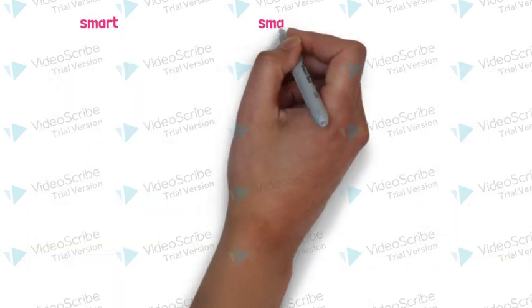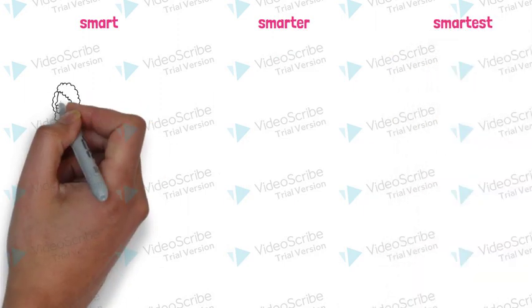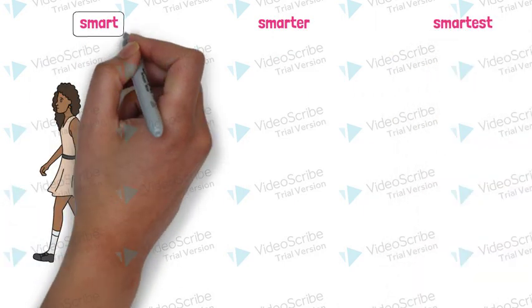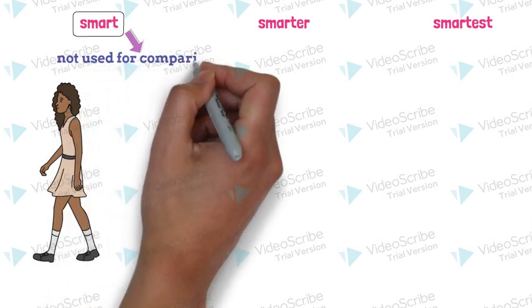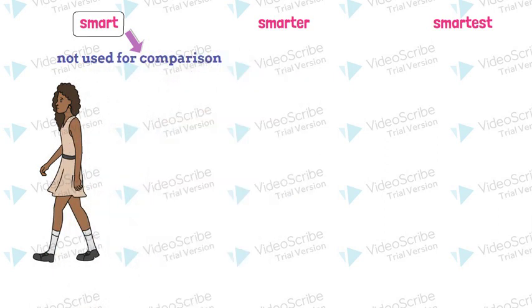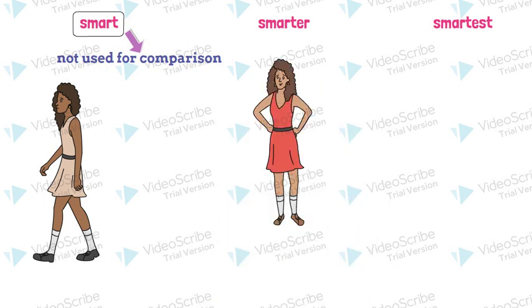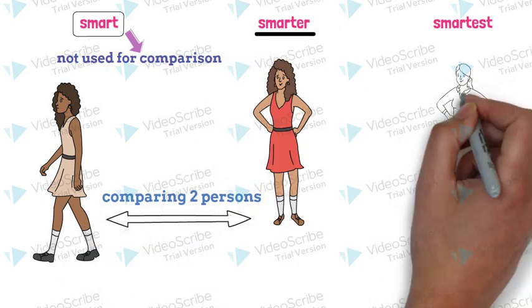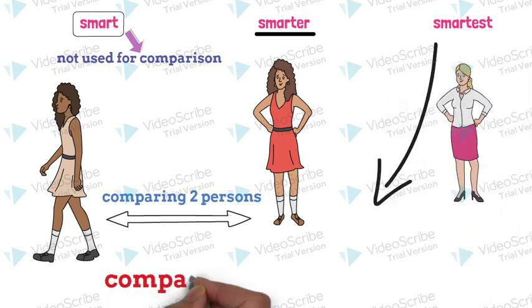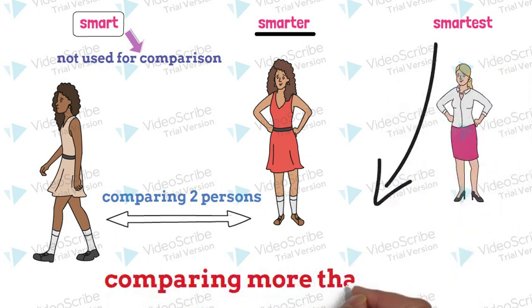Let's look at another example. Smart, smarter, smartest. Smart is not used here for comparison. It is just describing that person. Smarter is used to compare 2 nouns and smartest is used to compare between more than 2 nouns.